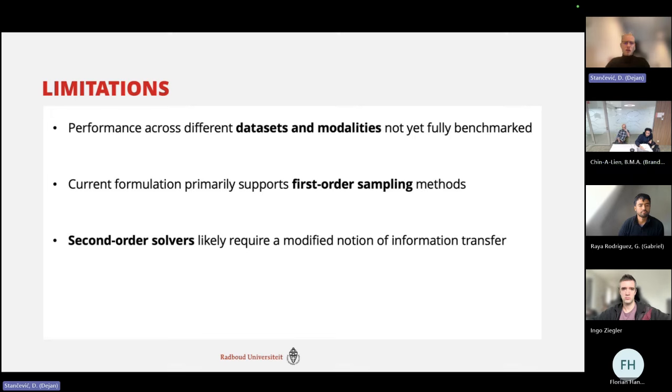Also, even though we tested our method, we tested it mostly on images and toy data sets. So one thing for the future would be to test on different data sets and different modalities, going into more discrete data, or just seeing how it performs. But we are currently working on that.